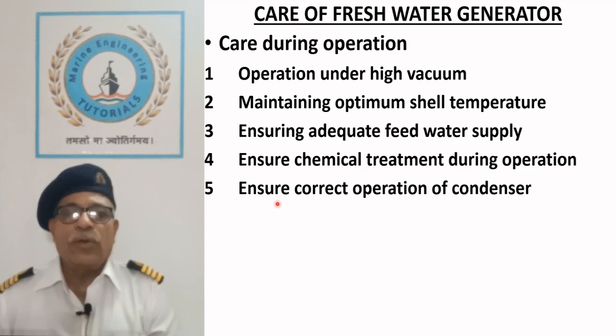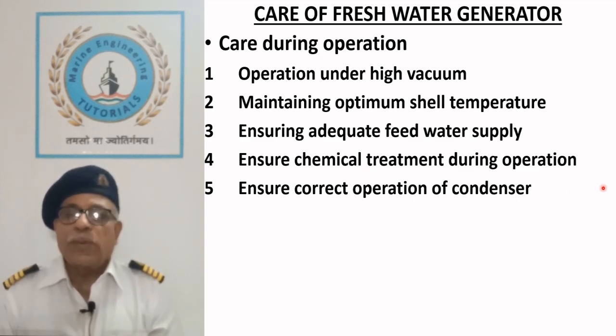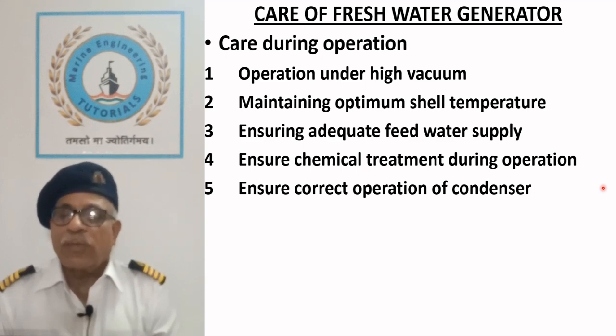Ensure correct operation of condenser. Condenser should be supplied with normal seawater temperature, and the temperature difference across inlet and outlet should be about 6 degrees centigrade for best performance. When seawater temperature is above 30 degrees centigrade, freshwater generator should be operated at reduced capacity.